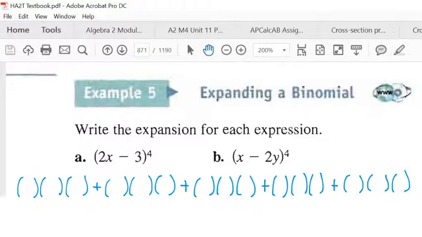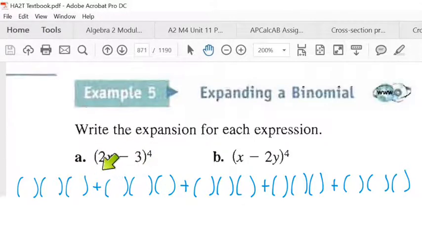So when you expand this, you should have three things happening here: Pascal's number, the 2x number, and a -3. So I'm going to put those in here. Actually, I'm not going to put the 2x and the -3 yet. But I want to do the powers.